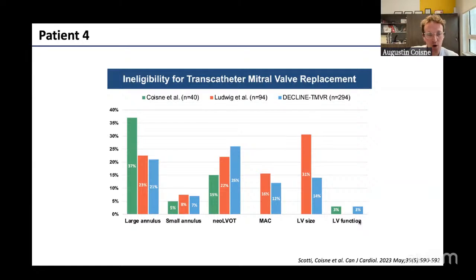We have 3 big reasons. The first one is too large an annulus. The second one is a small annulus and the risk of no LVOT area. And of course, we have MAC patients. It has been perfectly outlined by this editorial by Andrea.